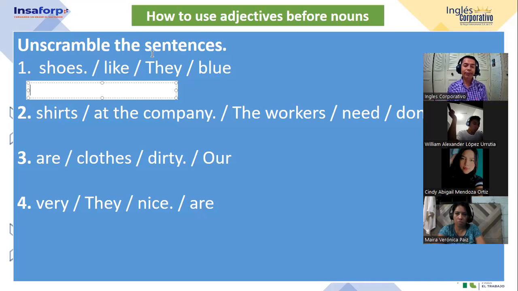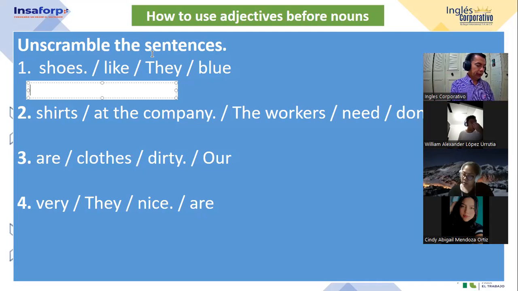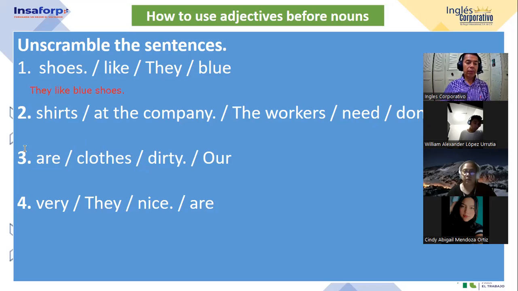Karen's group, please, number one. The number one is they like blue shoes. They like blue shoes, right? Okay, they like blue shoes. Shoes is the noun and blue is the adjective, right? Blue is the adjective. Okay, very good. George. Thank you very much.